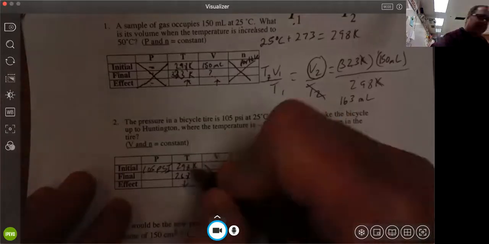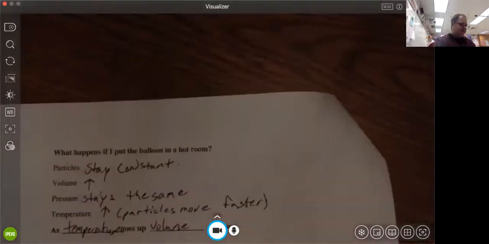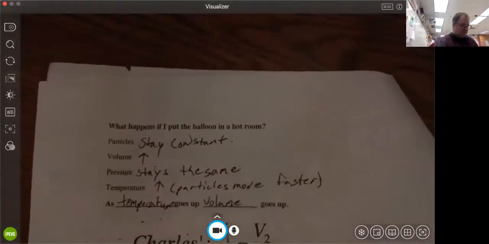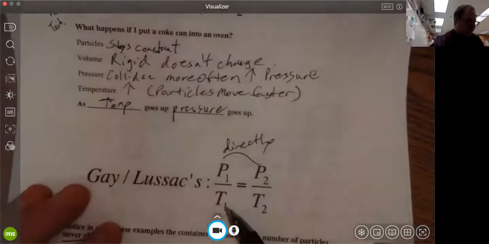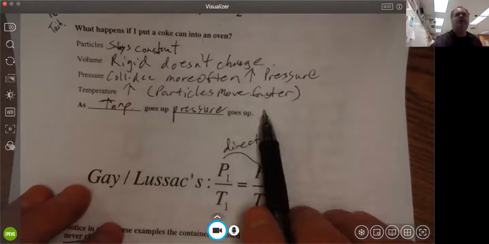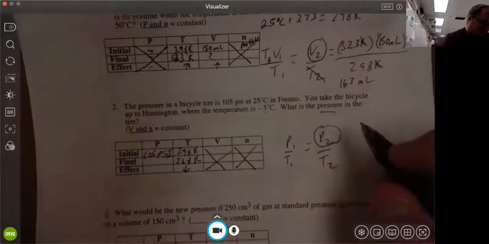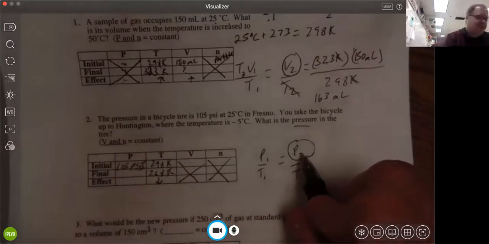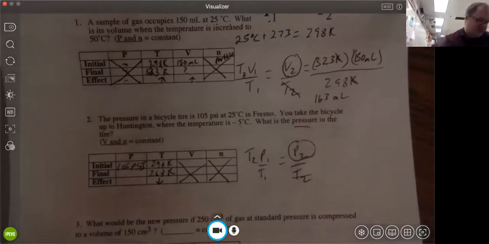It went down. So if the temperature decreases, what should happen to the pressure? If the temperature decreases, the pressure should go down. So we're assuming that's going to go down. Let's take a look. We're solving for P2, so we need to multiply both sides by T2. It cancels out here.